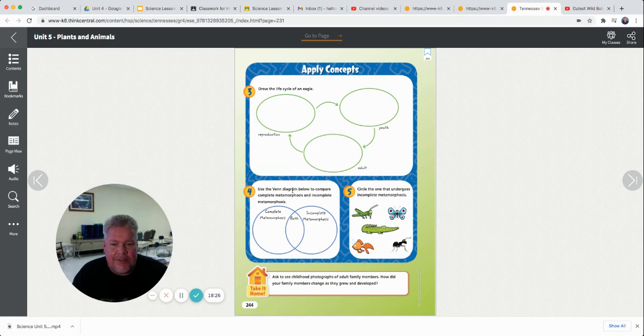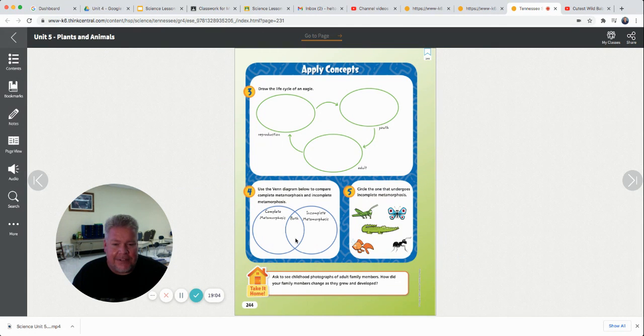Number 4 says, use the Venn diagram below to compare complete metamorphosis and incomplete metamorphosis. Okay, well, they both start with an egg, right? So they both start with an egg and they both end with an adult. But it's what happens in between that's different. In complete metamorphosis, it goes egg, larva, the caterpillar, the pupa, the cocoon, and then the adult. Incomplete metamorphosis, it just goes egg, nymph, like a little one, adult.